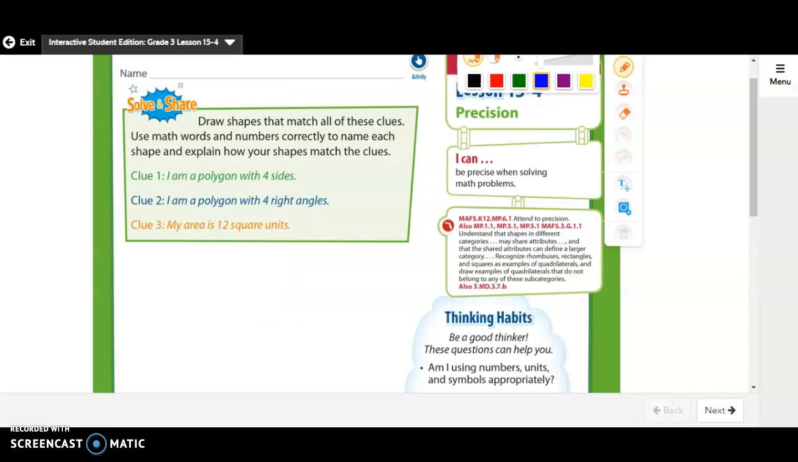Alright, back on the lesson for the week. Just after our review now, they're going to give you some clues or some riddles, and it wants you to try to determine which quadrilateral or possibly just polygon they're describing. So here's our first riddle. Clue number 1, I am a polygon with four sides.